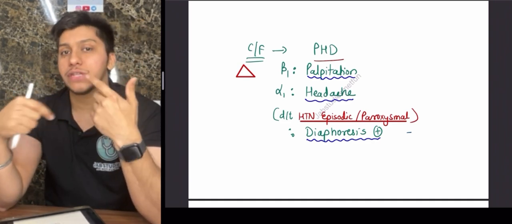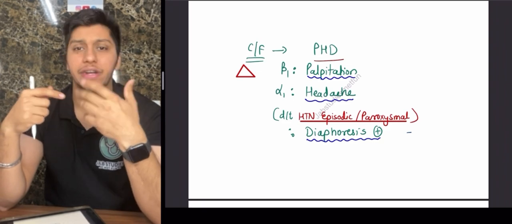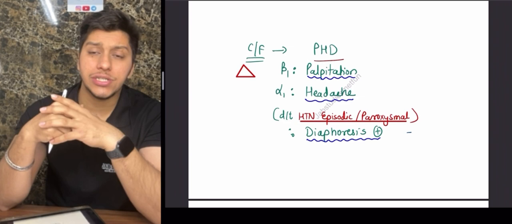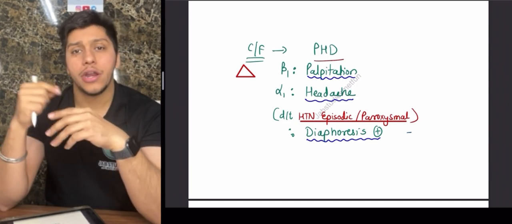Now the palpitation, or the heart rate irregularities, is because of the beta 1 receptor. On the other hand, the hypertension is associated with the alpha 1 receptor. Now why is this important?